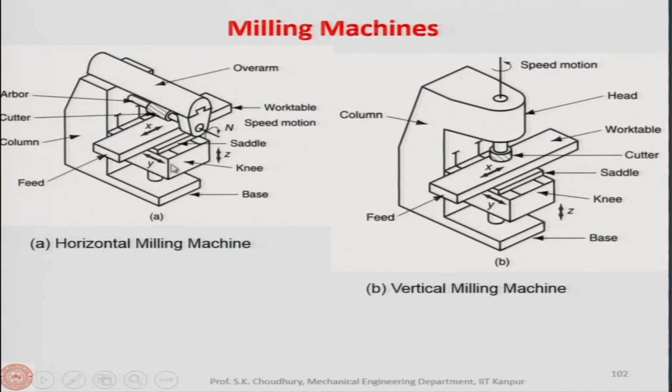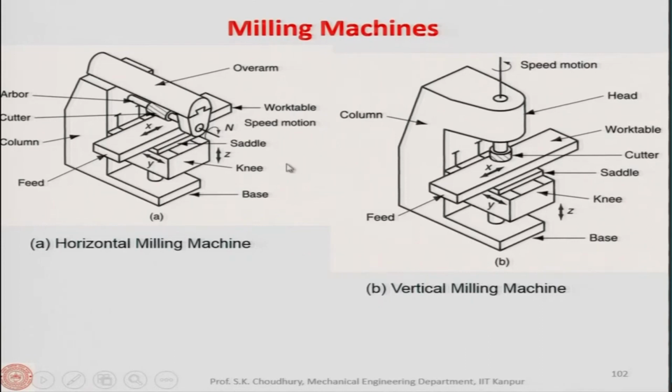This is also called the knee, because you can see that here it is located in the middle. So, this is a base actually. On this, the saddle and the work table move in directions perpendicular to each other. As I said, once again I repeat that this work table moves along the x direction, whereas the saddle moves in the feed in the y direction. That means perpendicular to x.